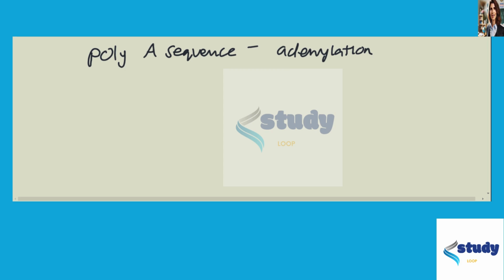A poly-A sequence is essentially a string of A's. A's being adenine, right? And the process of adding adenines is adenylation. This is part of the post modifications made to an mRNA. So after transcription, we make an mRNA, and this mRNA has to be processed, right?